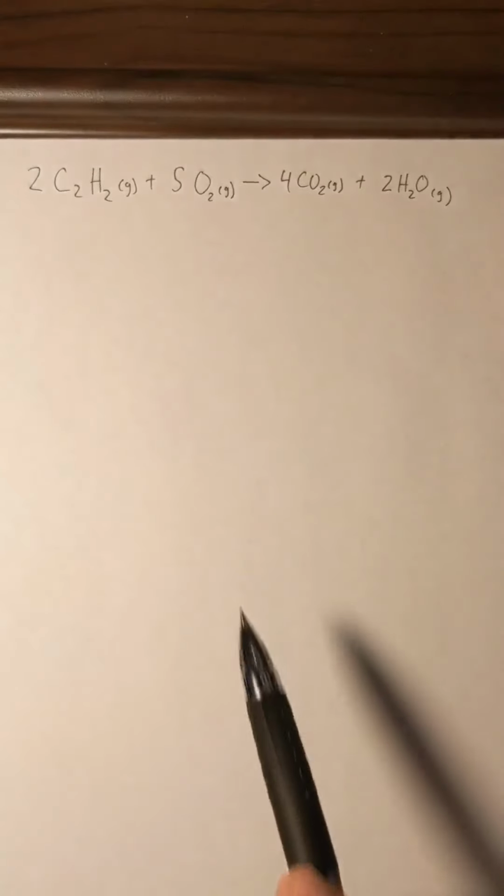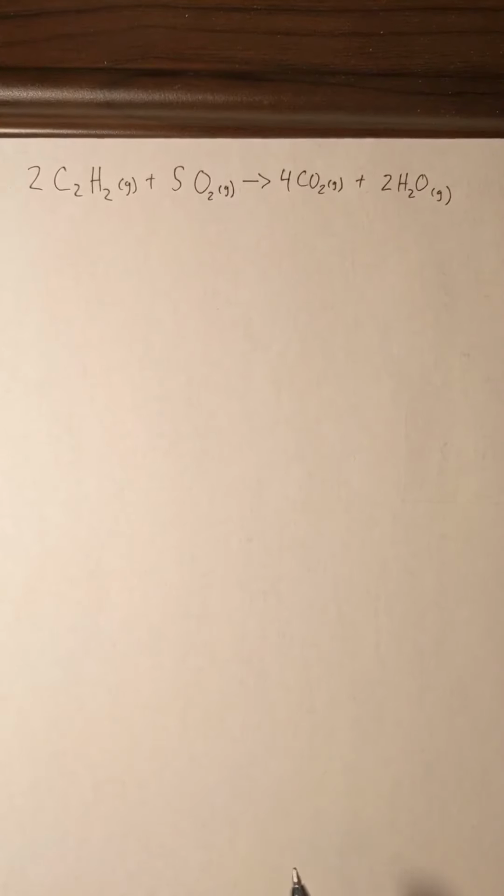In this problem, we want to figure out how much carbon dioxide we're going to produce if we burn 15.5 grams of acetylene, C2H2, according to the reaction that we already have written down here.